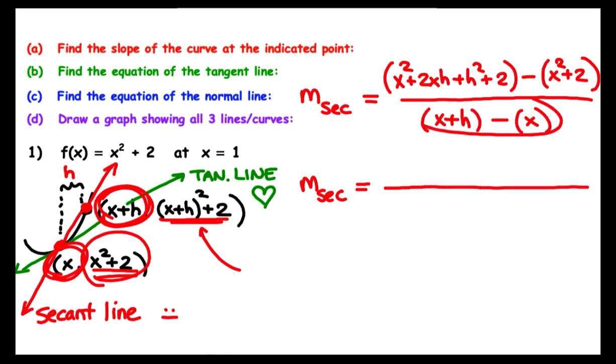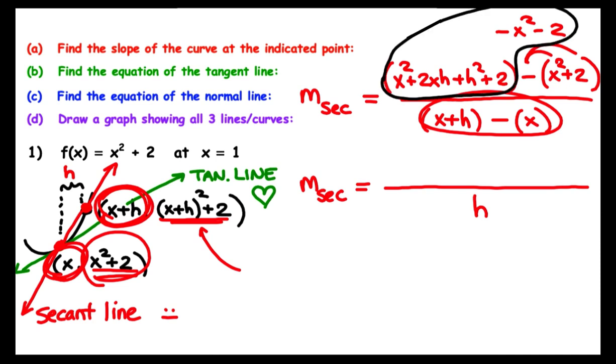This denominator is simply going to be h, because the x minus x will add up to 0, they'll cancel. Speaking of canceling, we're going to have some canceling up top as well. When I take this distributive minus through, I'm going to have minus x squared minus 2. And if you combine everything, you can see that x squared, negative x squared, they cancel. Positive 2, negative 2, they cancel. You're simply going to be left with these two items right here. 2xh plus h squared.